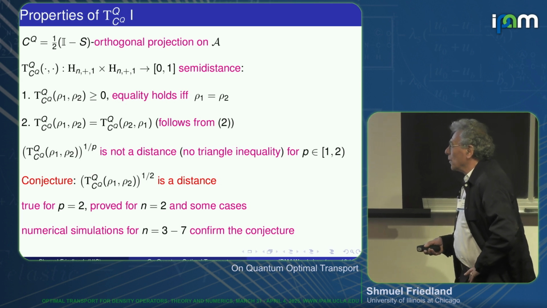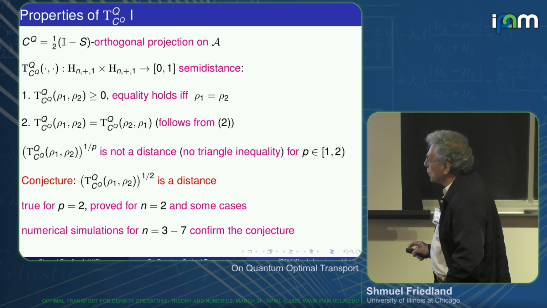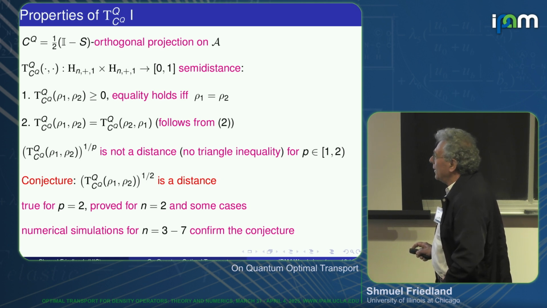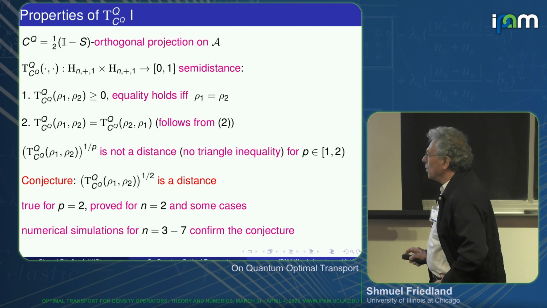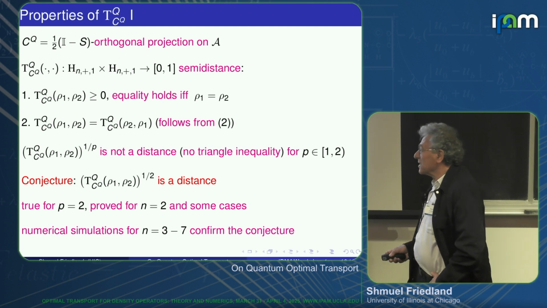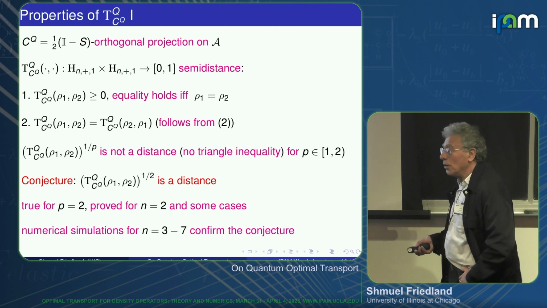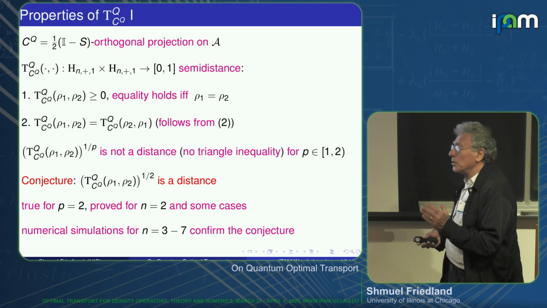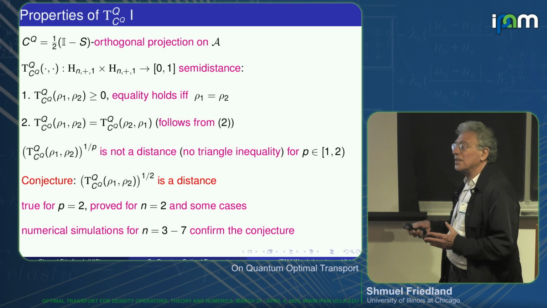So for P equals 2 and qubits n equals 2, it is a distance. But we cannot show it for other cases. We do numerical simulation, and it seems that we don't have a counterexample. So we conjecture it is a distance. So we'll see that this distance sort of sandwiches between two classical distances.